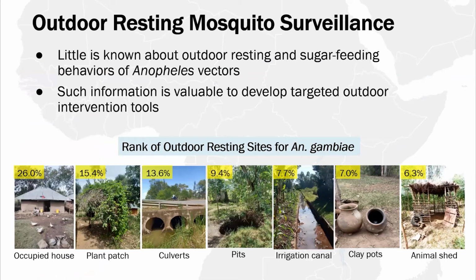Now, we went further to look at outdoor resting mosquito surveillance because of the changes I mentioned above, that some of these vectors are now changing their biting behavior and also resting behavior. And the main question was, can such information be valuable to develop targeted outdoor intervention tools if for sure we can know their outdoor resting and sugar feeding behaviors? Out of the many resting sites that we found, I'm displaying here some of the top 7 resting sites. And in comparison to the first occupied house, these other 6 outdoor resting sites had lots of mosquitoes based on our collections.